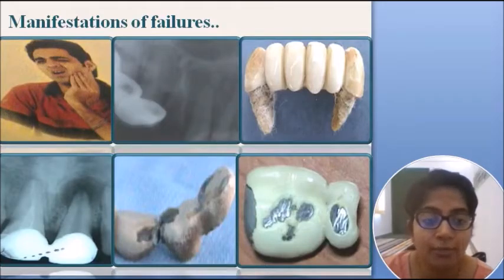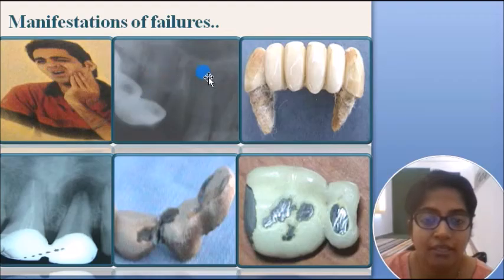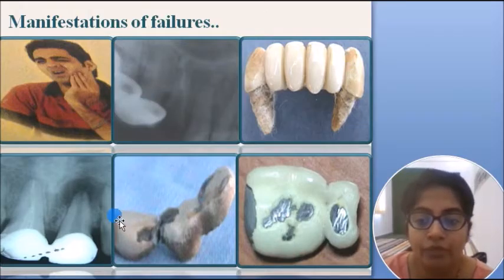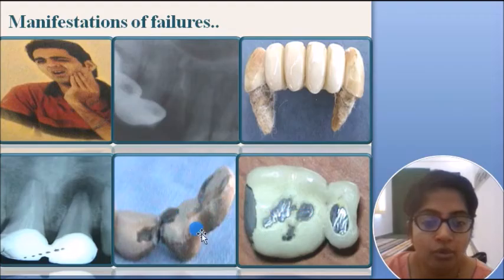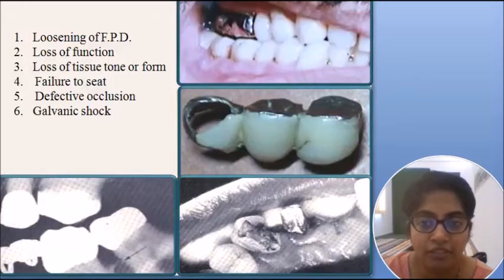How do the failures manifest? What is the manifestation? You can see here in these pictures there is a pain, there is a radiological sign of failure, the entire tooth and the fixed bridge has come out. Again here radiological sign, again the crown has come off. You can see various signs of attrition and loss of retention and everything. Here there is a dislodged PFM. So likewise you can have various manifestations.